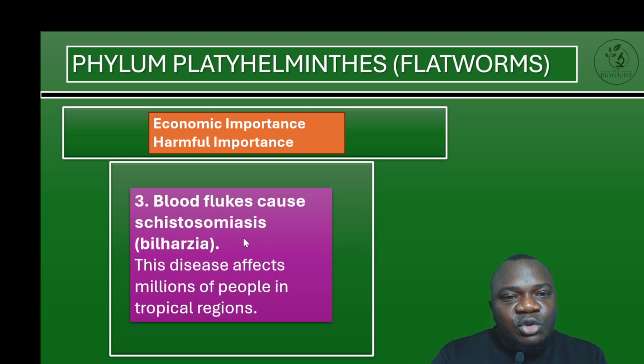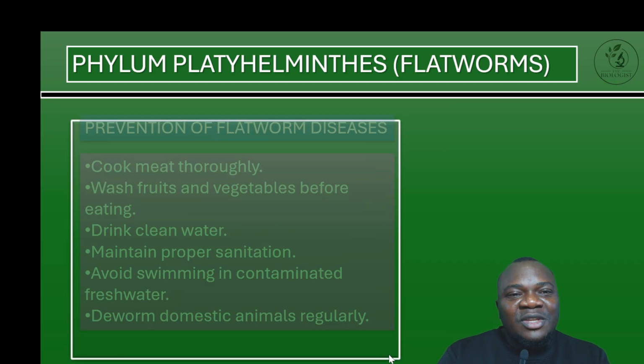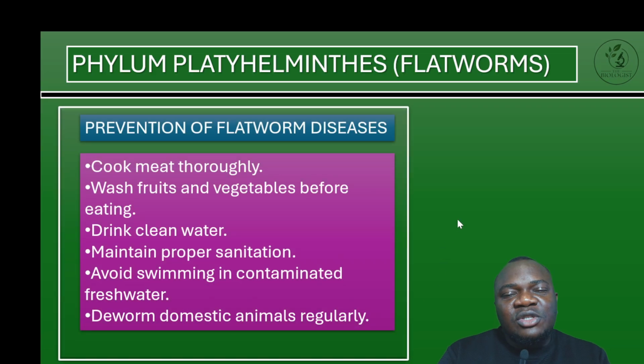All right. So blood flukes also cause what they call schistosomiasis, like I explained, and this disease affects millions of people in the tropical region. They are found in fresh water. So once you get access to the larvae and the larvae gets your skin, what happens? It tends to cause a disease called schistosomiasis. Yeah.